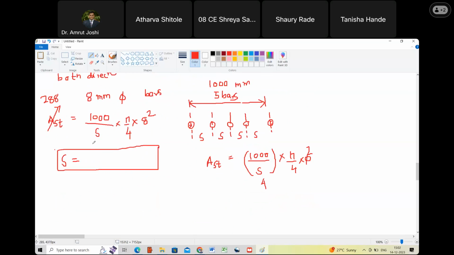It's 288 upon 1000 upon pi by 4 into 8 square. 288 upon 1000 divided by pi by 4 into 8 square. कितना आ रहा है? Sir, just a minute. Sir, I'm getting it 14.47. No, it is 174.53.